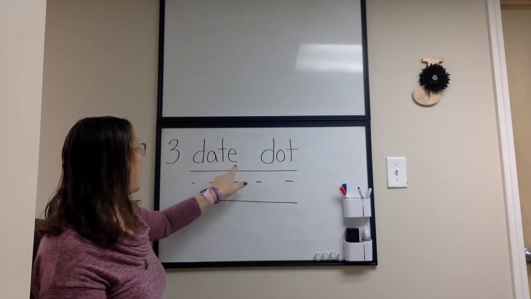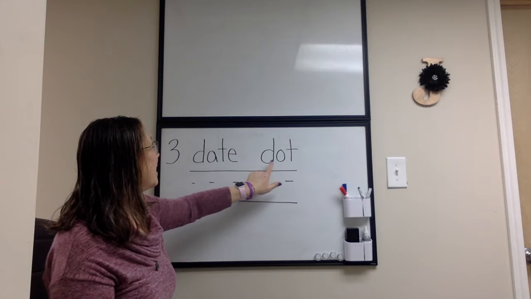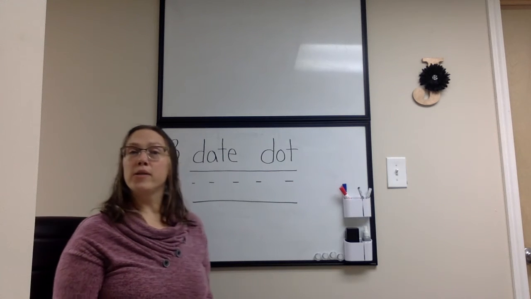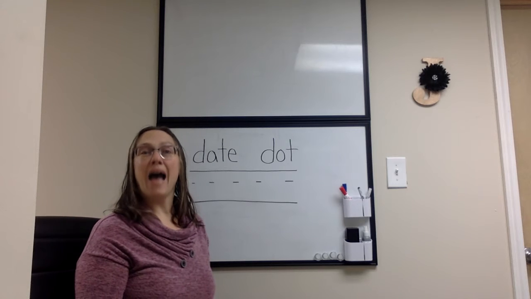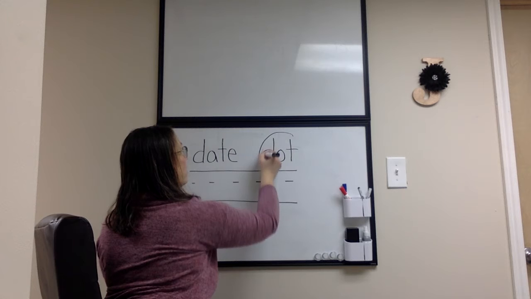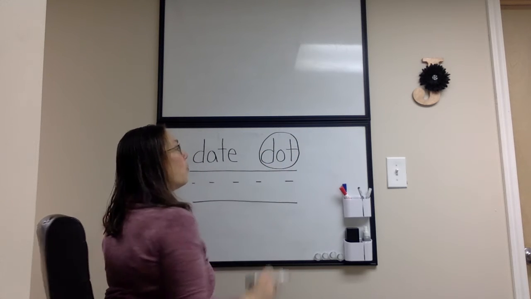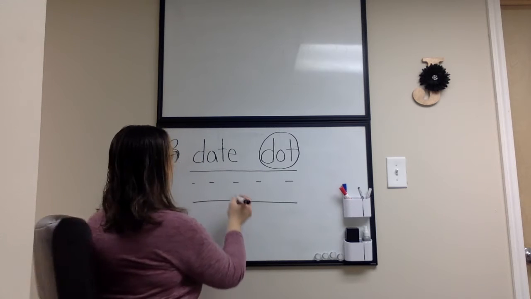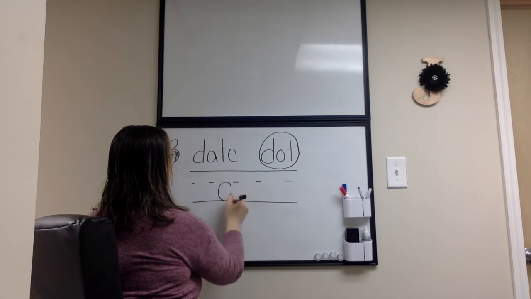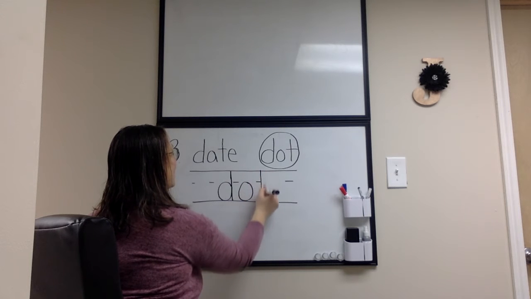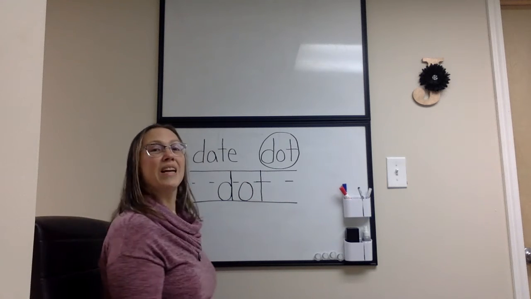D-A-T-E, date, D-O-T, dot. Please point to the word that says dot. That is correct. We are going to circle the word dot. Now we have to write it on the line. D-O-T. Dot.